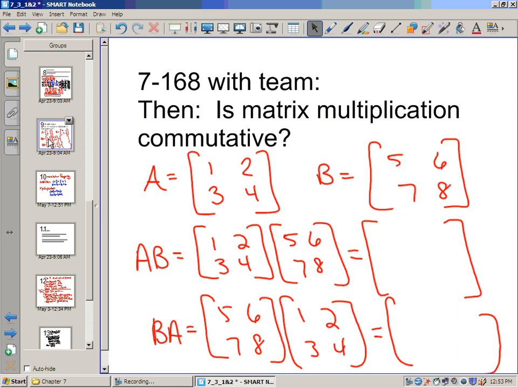So in other words, I put a couple matrices up here. Matrix A is 1, 2, 3, 4. Matrix B is 5, 6, 7, 8. Is A times B the same as B times A? Do I get the same answer? What's the answer?